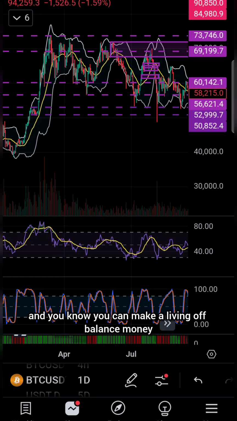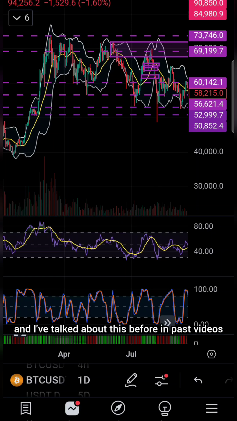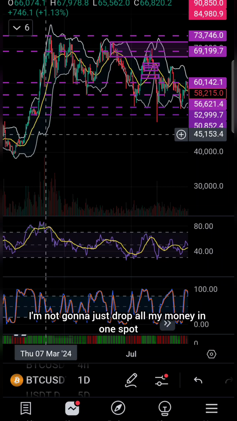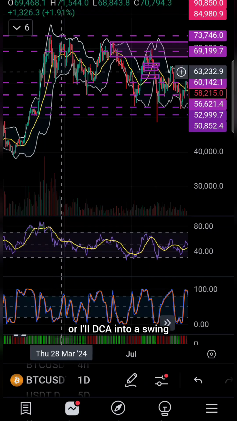And you know, you can make a living off bounce money. I've talked about this before in past videos. Let's see right here. So let's just look at bounce money. When I'm trading with large amounts and I'm going to enter the market heavy, I'm not going to just drop all my money in one spot. I'll DCA into a bounce, or I'll DCA into a swing.